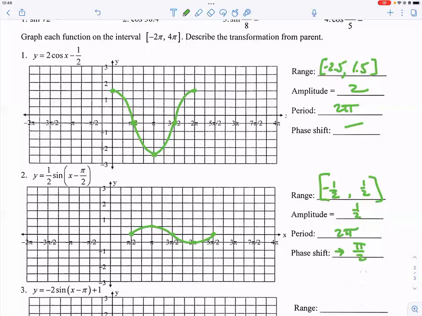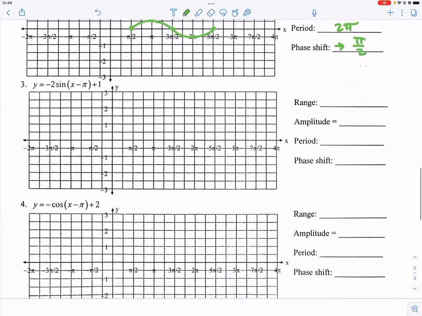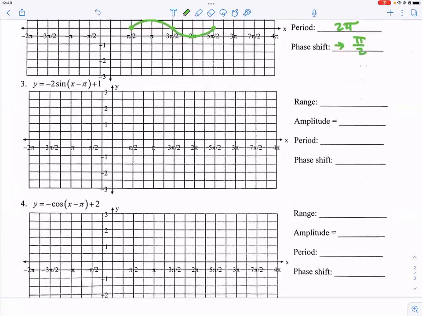All right, let's take a look at number 3. So for number 3, what's the amplitude? Amplitude is 2. And the whole graph is shifted up 1 unit, and then shifted to the right pi units. Period, it's still 2 pi.